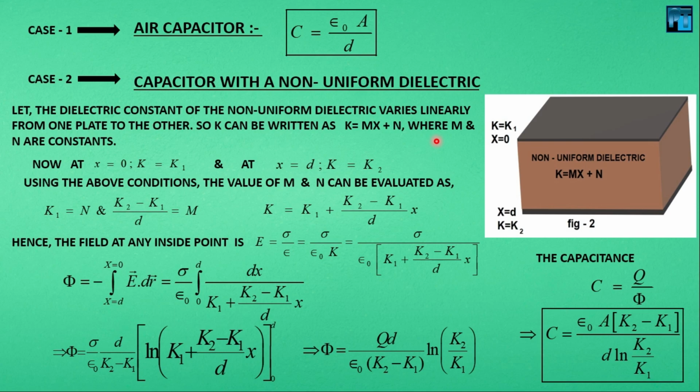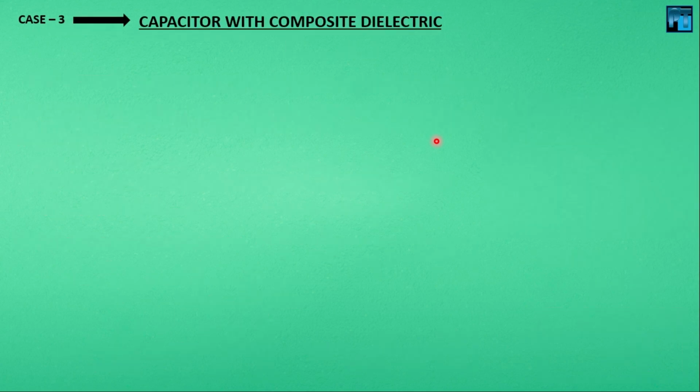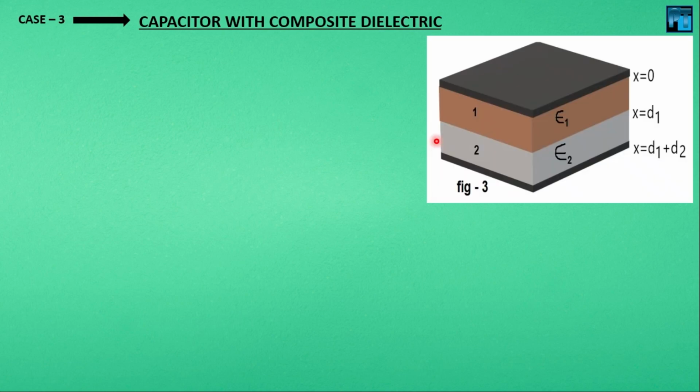Okay. Now there is one more case, that is composite dielectric. What is composite dielectric? See, there are two dielectric materials stacked together. This is 1 and this is 2. According to our picture, we have to determine our boundary. Let us take this as x equal to d1, and this as x equal to d1 plus d2. The width of dielectric number 1 is d1, and for number 2 the width is d2.